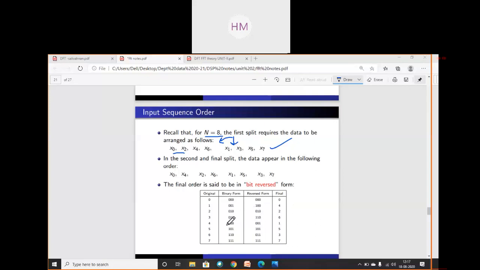I have reversed the bits. In reversed form I will get 6. 100 I am getting as 001. 101 as it is will remain the same. You change it or not, it is one and the same thing, topsy-turvy. 110 reversed is 011. Then 111 will remain the same. So a few bits will remain in the same position and a few bits will be changed, and I will get a bit reversed form over here.